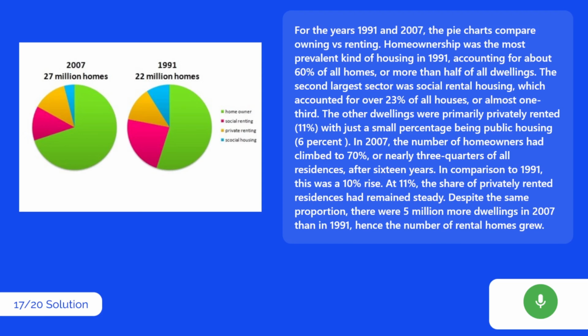In 2007, the number of homeowners had climbed to 70%, or nearly 3/4 of all residences, after 16 years. In comparison to 1991, this was a 10% rise. At 11%, the share of privately rented residences had remained steady. Despite the same proportion, there were 5 million more dwellings in 2007 than in 1991, hence the number of rental homes grew.